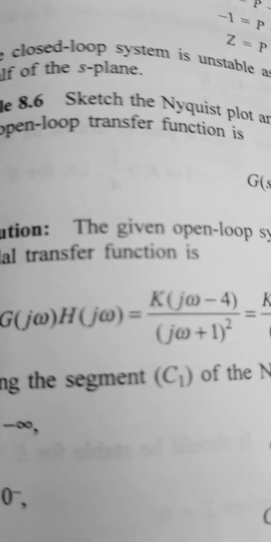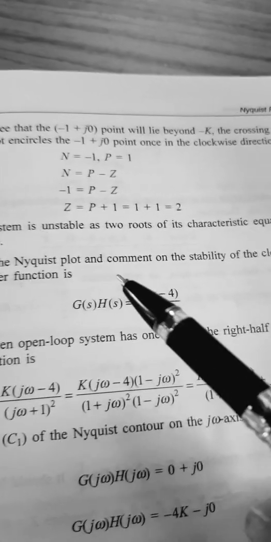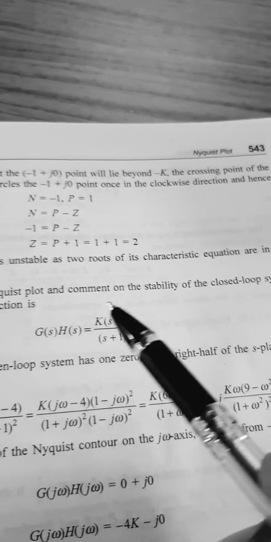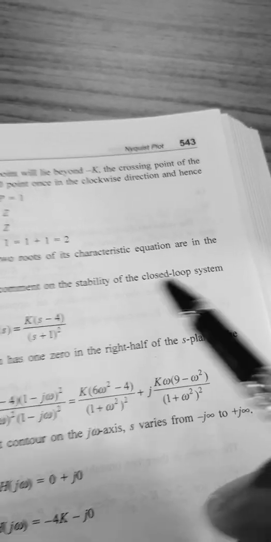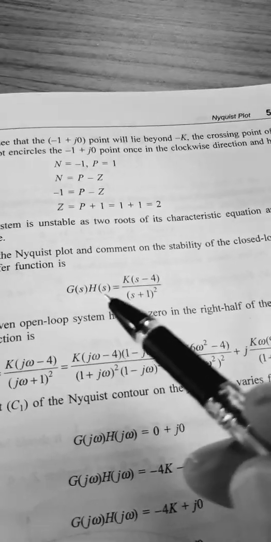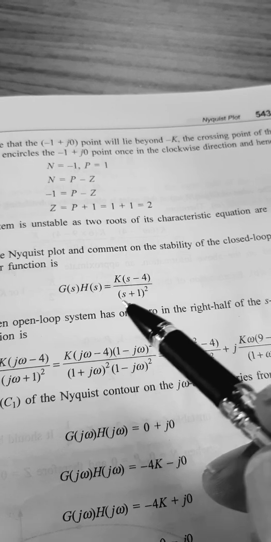Next we will do the next problem. Sketch the Nyquist plot. This is 8 points. Sketch the Nyquist plot and comment on the stability of the closed loop system whose open loop transfer function is given as G(s)H(s) equal to K into (s minus 4) divided by (s plus 1) square.